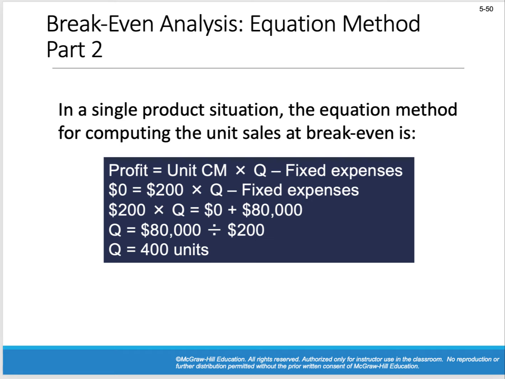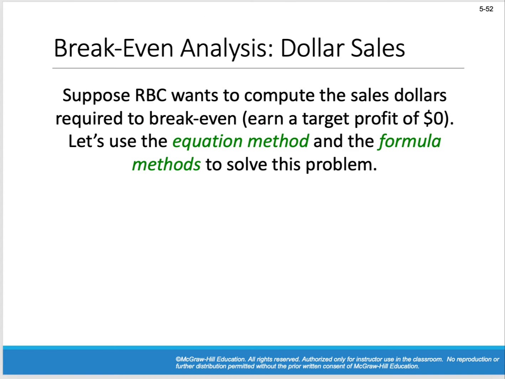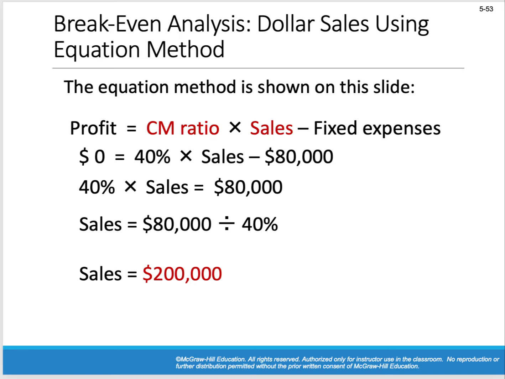The real takeaway here, whether it's the equation method or the formula method, if you are looking for a break-even point in units, you've got to use the unit contribution margin or the contribution margin per unit, okay? Same thing if you're looking for the break-even point in sales dollars, you can use either method. I don't care which one you use, whichever one you like better. The only takeaway here is, regardless of which method you use, if you're looking for the break-even in sales dollars, got to use the CM ratio, okay?